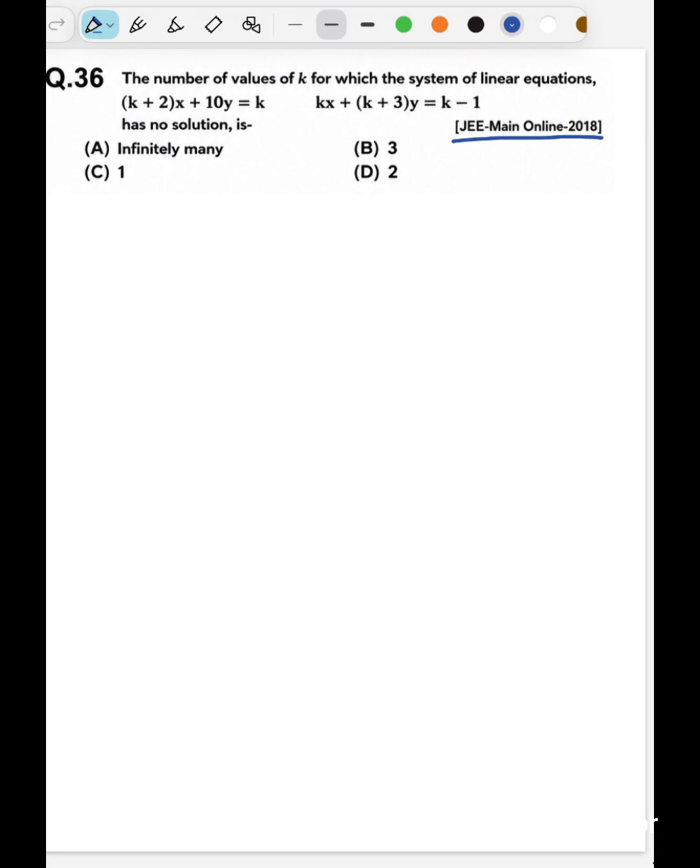So what's the question? The number of values of k for which the system of linear equations has no solution. Let us take the equations: k plus 2 x plus 10y is equal to k, and kx plus k plus 3 y is equal to k minus 1. This is the given equation.